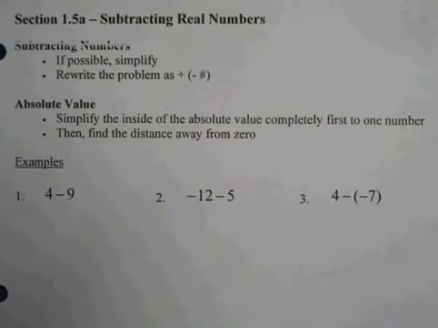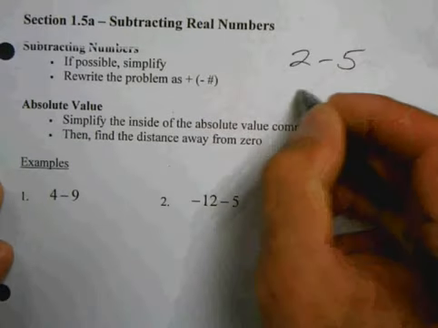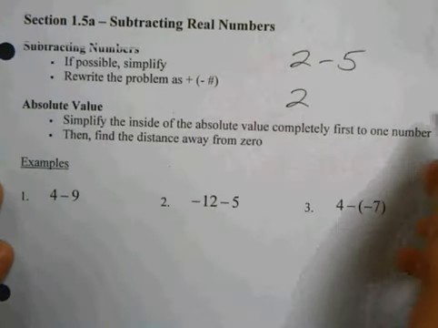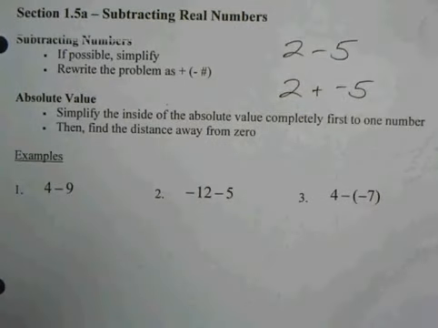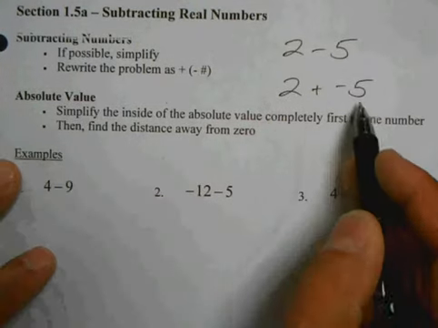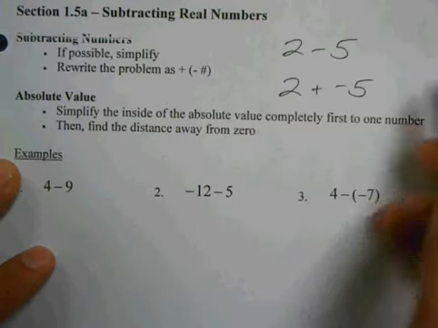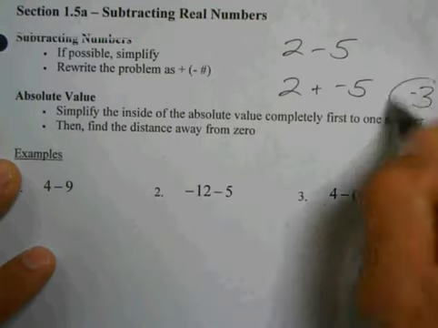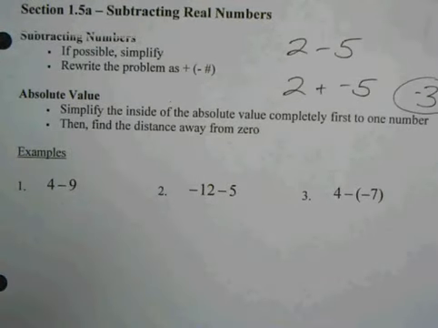Rewrite the problem as adding a negative. Is that familiar? So 2 minus 5 becomes 2 what? Plus a negative 5. Now, if we just do that very simply, now everything that we did yesterday applies to today. The signs are different, so you subtract 5 minus 2 is 3. Because the larger one is negative, the answer is negative 3. So, adding a negative becomes subtracting very quickly.